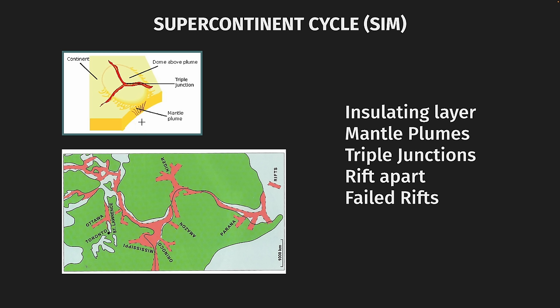Underneath this insulated layer, mantle plumes will evolve, which are columns of really hot magma that come up and interact with the crust. They will dome the crust upwards, deform it, and then eventually fracture it into a very distinct triple junction, a T-shaped fracture. Not a cross-shaped fracture, always a T-shaped fracture. A lot of these mantle plumes can occur and create these triple junctions.